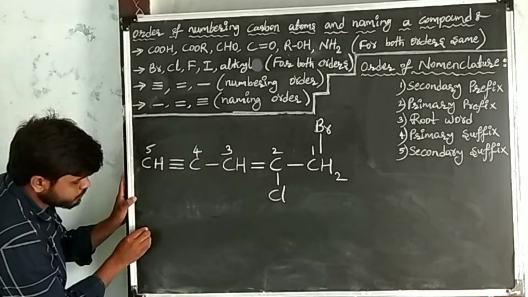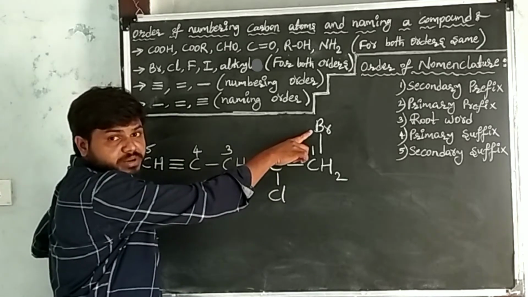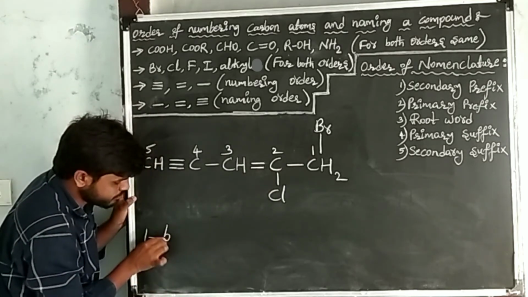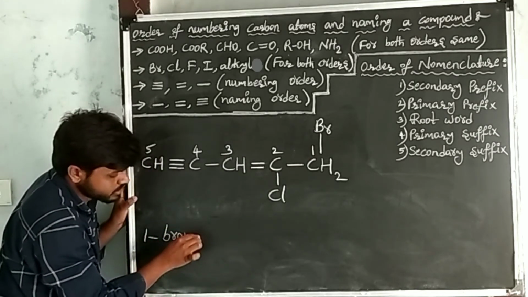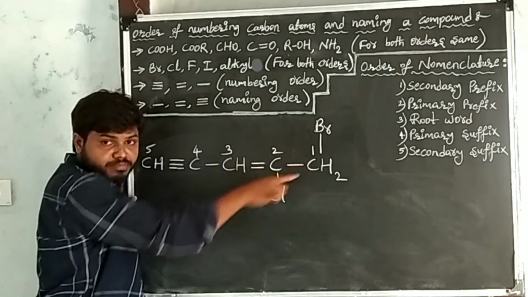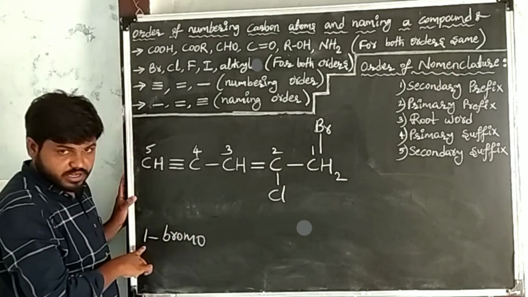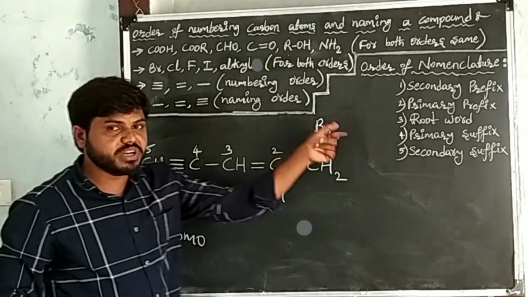First write the position of bromine, then after write the prefix of bromine. The prefix of bromine is bromo, and the position is 1. So 1-bromo. Bromine completed.